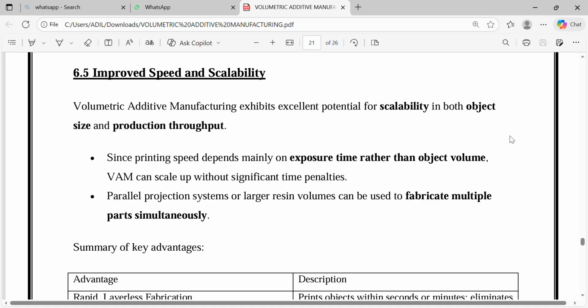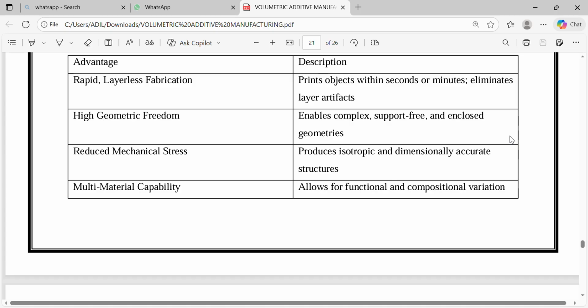Here is a summary of key advantages and their description.